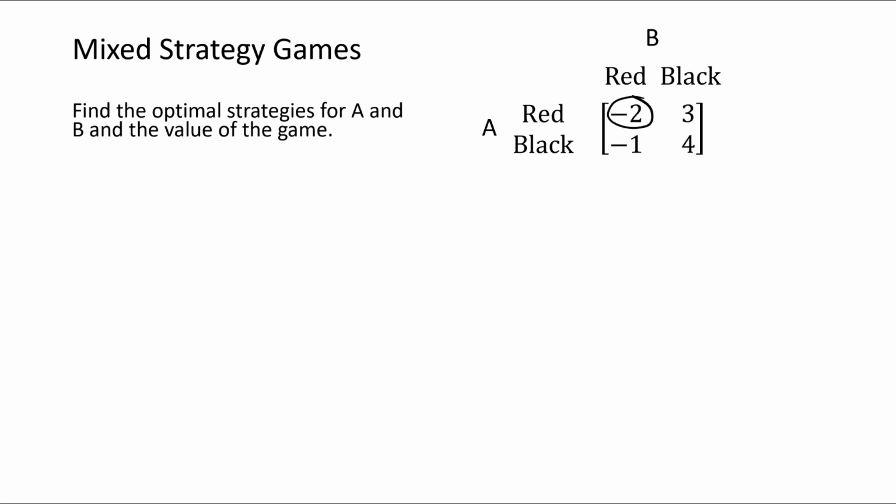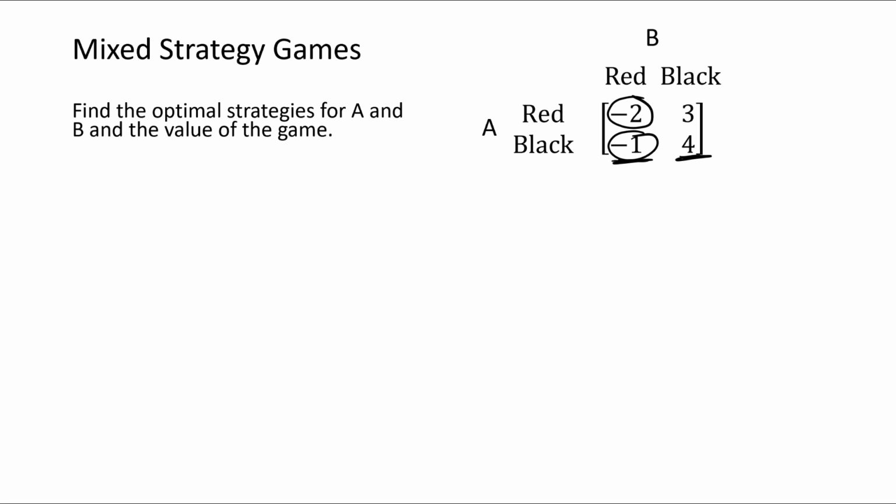So -2 is the smallest in the first row, -1 is the smallest in the second row. And then we'll underline the largest element in each column. So first column, -1 is the largest. Second column, 4 is the largest. And so we see here that we actually do have a saddle point. -1 is the saddle point. So this is not a mixed strategy game. This is a strictly determined game.